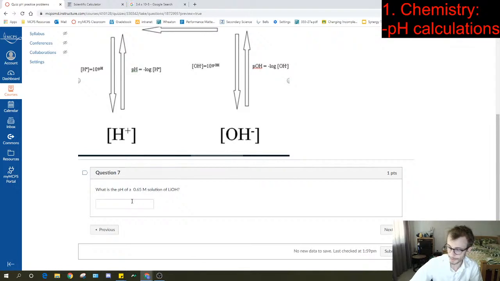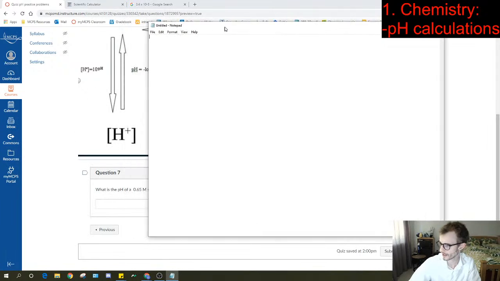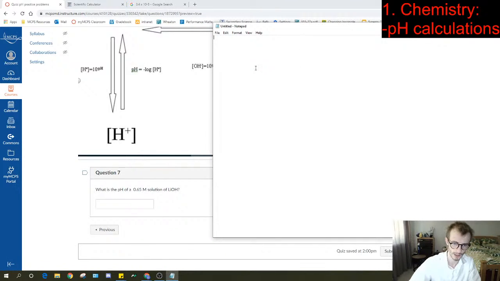So, it might be useful to have a little, maybe I'll open up a notepad. Bam. Can you guys see that? Yeah. Okay. So I got lithium hydroxide. What's happening to this lithium hydroxide? Well, when lithium hydroxide goes into solution, it dissociates. So the lithium's going to pop off as lithium plus 1. And then the other thing that's going to pop off is an OH minus 1.